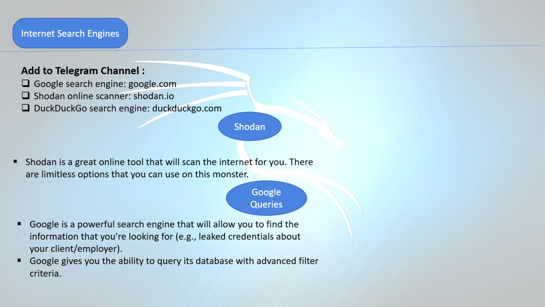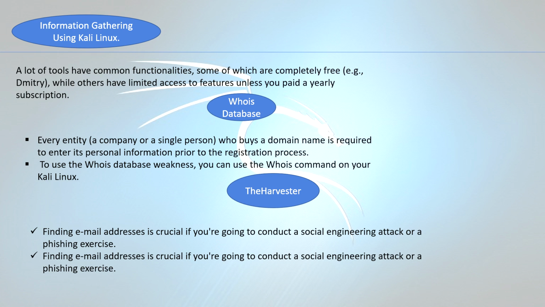First, the internet search engines. Google search engine, Google.com. Shodan online scanner, shodan.io. Shodan is a great online tool that will scan the internet for you. Google queries: Google is a powerful search engine that allows you to find information. Google gives you the ability to query the database and apply filter criteria, for information gathering using Kali Linux.